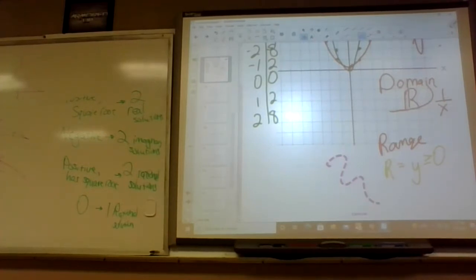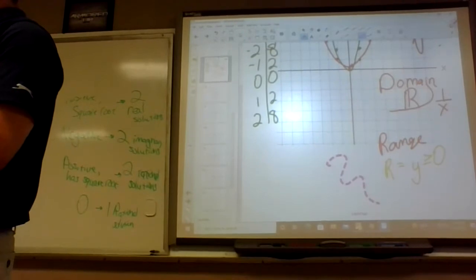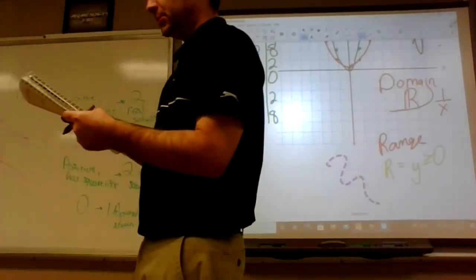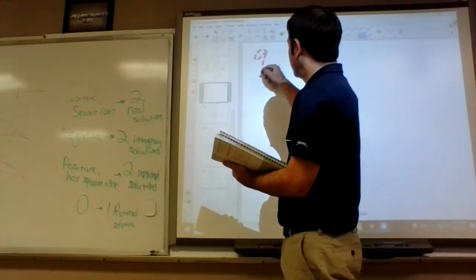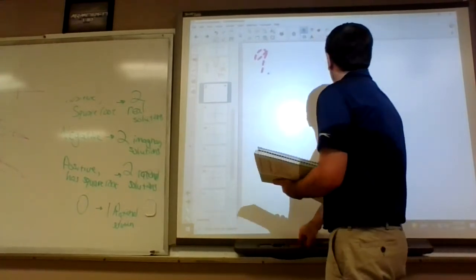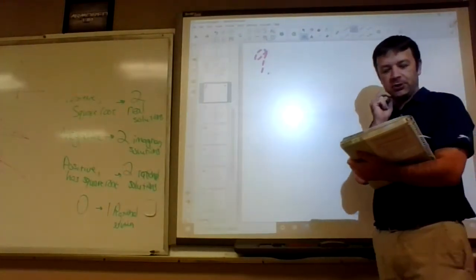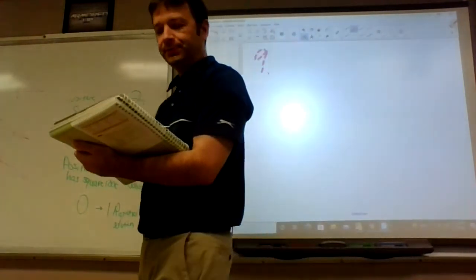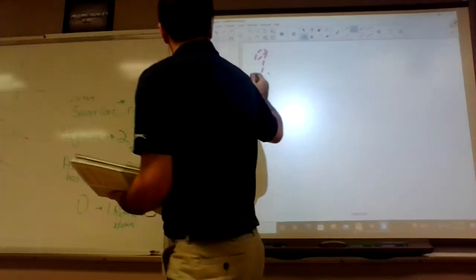Number 9. For each parabola, state the vertex, whether the vertex is max or minimum, the equation of the axis of symmetry, the domain, and the range. Oh, so many answers. 1, 2, 3, 4, 5 answers. Okay, let's do that. Where's the vertex? What's the location of the vertex on number 9? It's negative 3, 2. Yeah, left 3, up 2, so it's negative 3, 2.